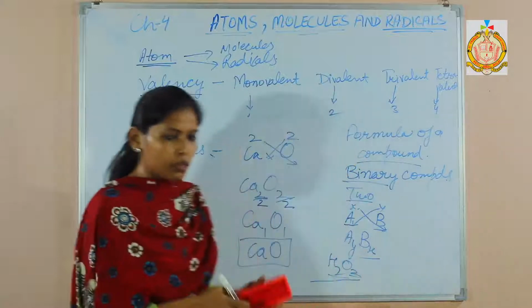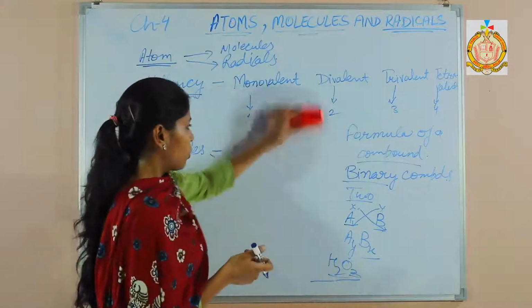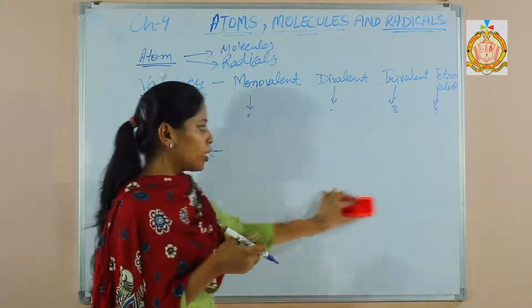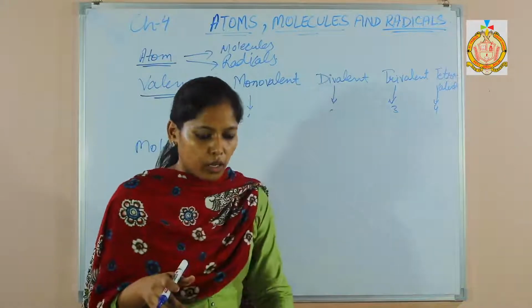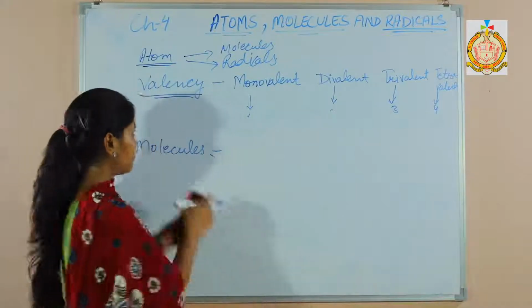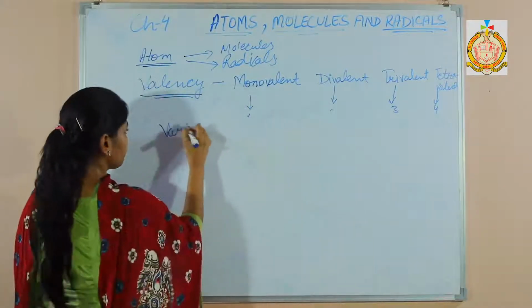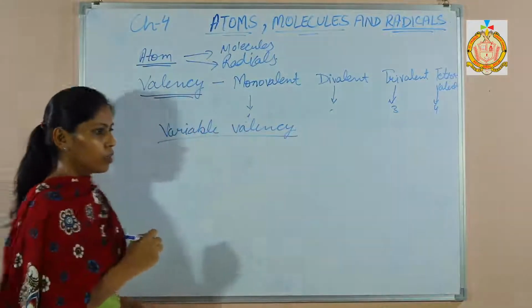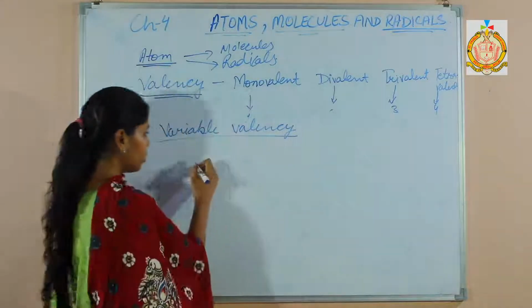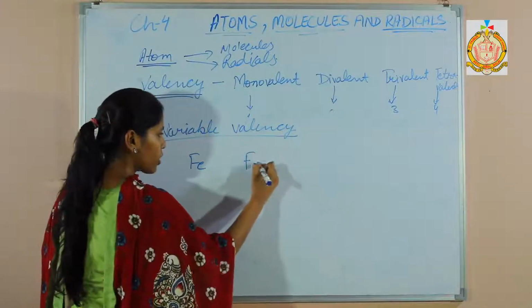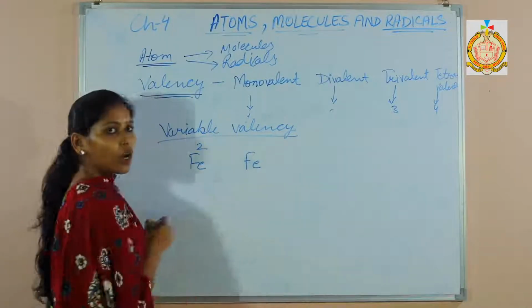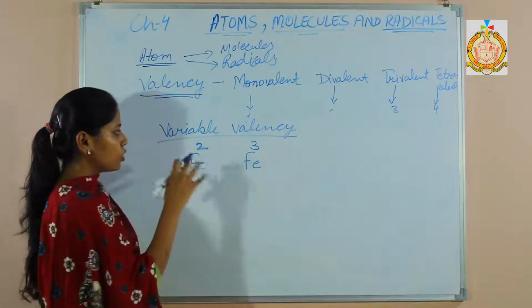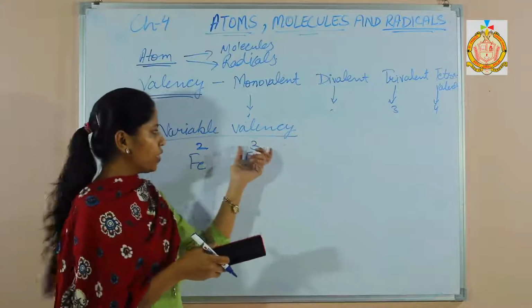Next one is variable valency. Variable means when valency is not fixed, it will vary. Variable valency means one element will have more than one valency. For example, iron, symbol is Fe. It has valency 2 as well as valency 3. Combining capacity: it can combine with 2 negative, it can combine with 3 negative.